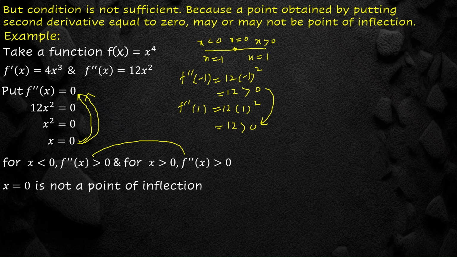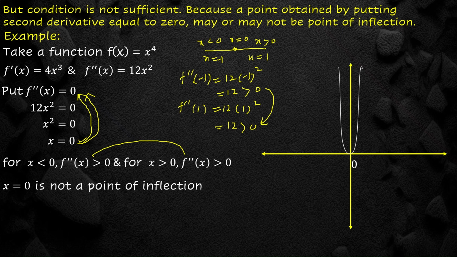Let's explain it with the help of the graph of this function. The graph of this function is shown in this figure. This is y is equal to x raised to power 4. At x is equal to 0, before x is equal to 0, the curve is concave up, and after this point the curve is again concave up. That is, before, the second derivative is positive and after, the second derivative is also positive. Hence we can say that the condition is not sufficient.